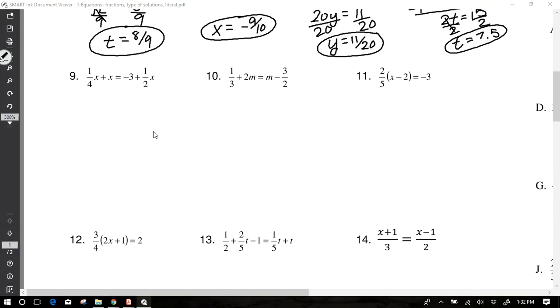And I think I'm going to do 9 and 11 and 13 and 14. And 10 and 12 are going to be ones where we stop and you practice, all right?